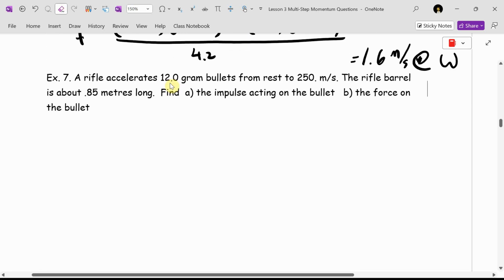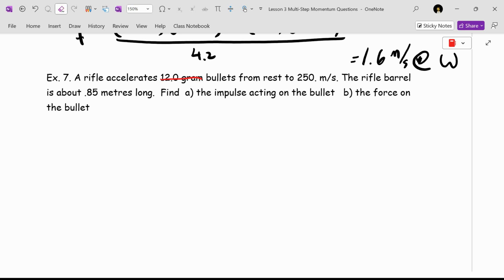Example 7. A rifle accelerates 12 grams. Do I do physics with grams? So again, I was trying to sneak in some unit conversion when I was doing the review, but also you're growing up in Canada, you're Canadians, you're going to become adult grocery shoppers. You should be able to go from grams to kilograms to grams to kilograms in your head.